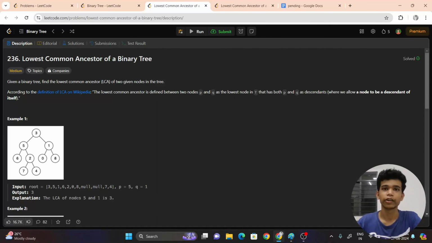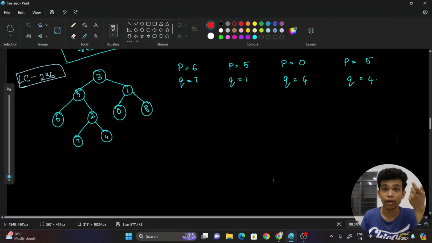In this video, we are going to see about LeetCode question number 236, Lowest Common Ancestor of a Binary Tree. Given a binary tree, find the lowest common ancestor of two given nodes in the tree. What will be the lowest common ancestor? It is defined between two nodes P and Q as the lowest node in T that has both P and Q as descendants, where we allow a node to be a descendant of itself. So it signifies that we want to find the lowest node that has both P and Q as descendants. Okay, let us understand what it signifies.